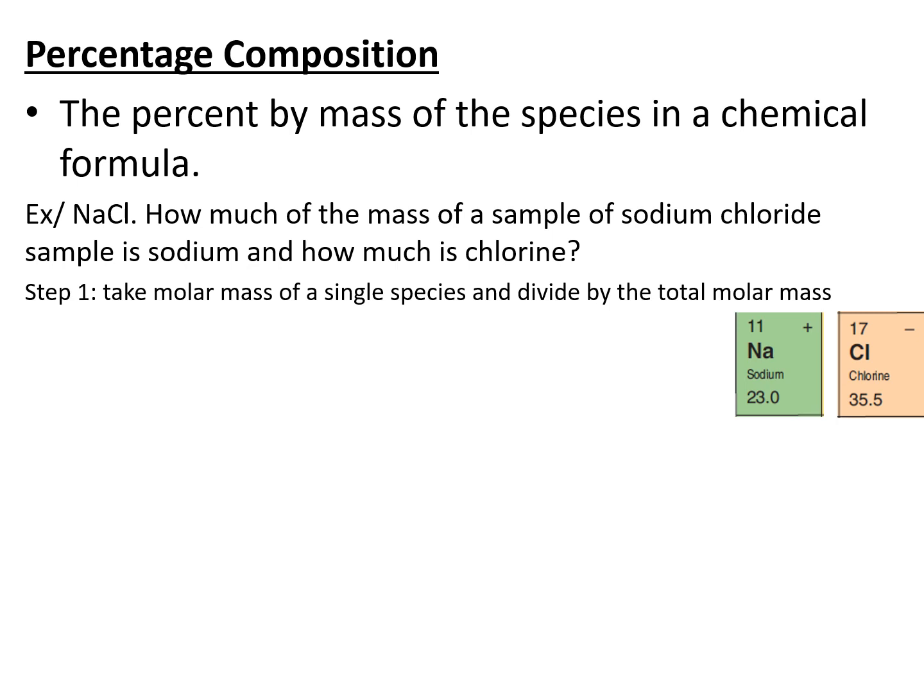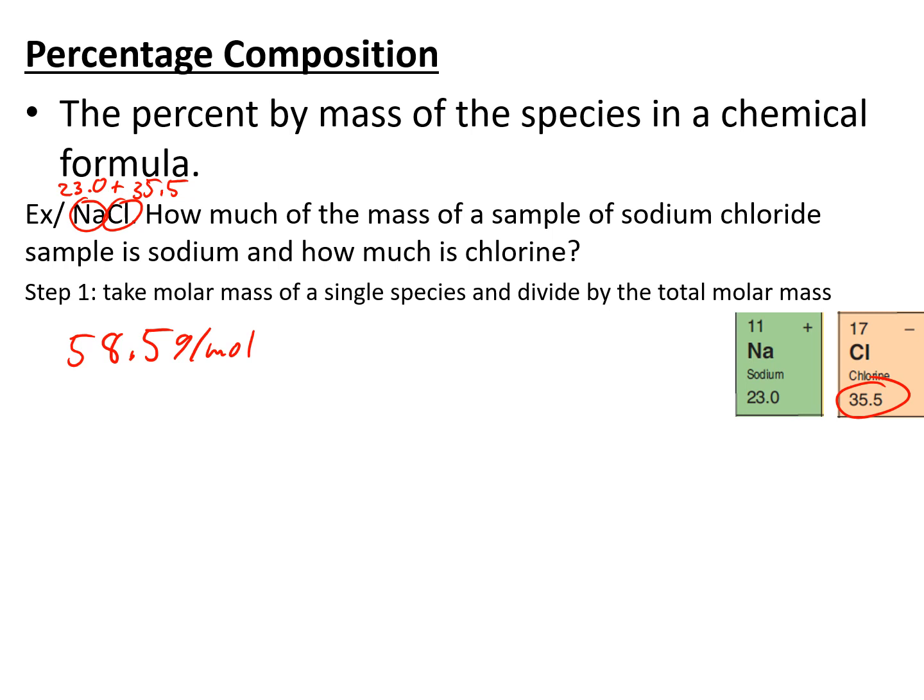So the molar mass of sodium chloride is, well, Na is 23 and Cl is 35.5. Okay, so the total mass of sodium chloride is 58.5 grams per mole. Okay, so the next thing is that we're going to have to take a look at how much is sodium.